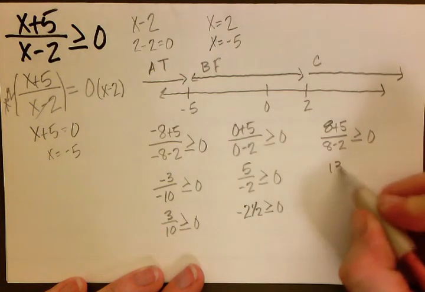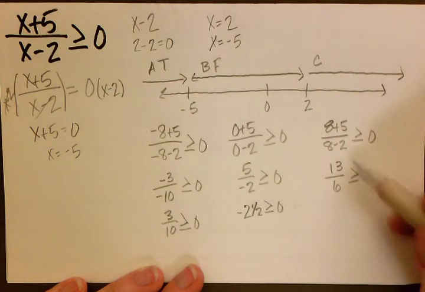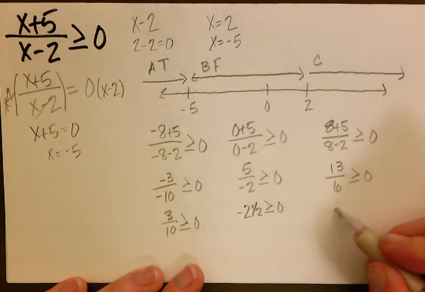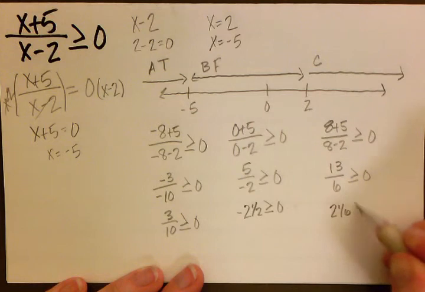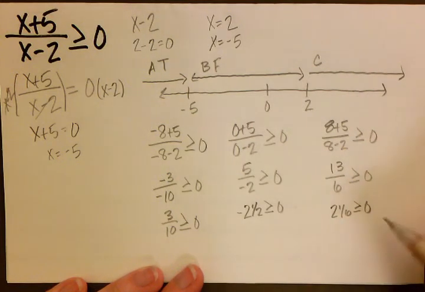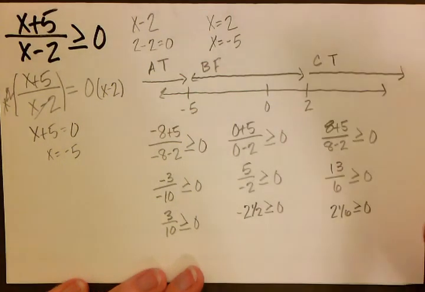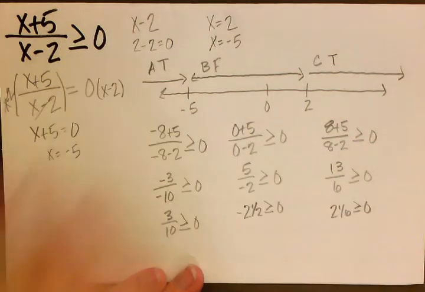8 + 5 is 13. 8 - 2 is 6, greater than or equal to 0. 13/6 is 2 1/6. So we ask ourselves, is 2 1/6 greater than or equal to 0? The answer is true. So we now have another region that satisfies the inequality.